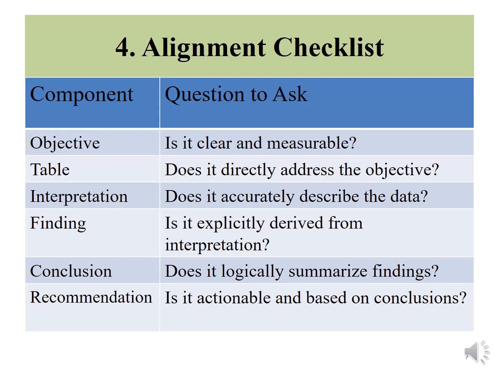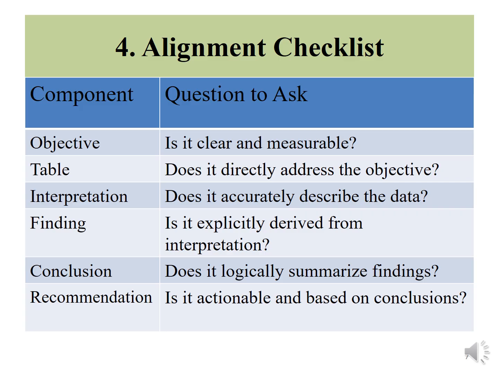Fourth point is alignment checklist. It has two parts, component and question to ask. First of all, we see the objective, and then we question, is it clear and measurable? Second is table. Does it directly address the objective? Third is interpretation. Does it actually describe the data? You see that there are tables and interpretations follow the tables usually.